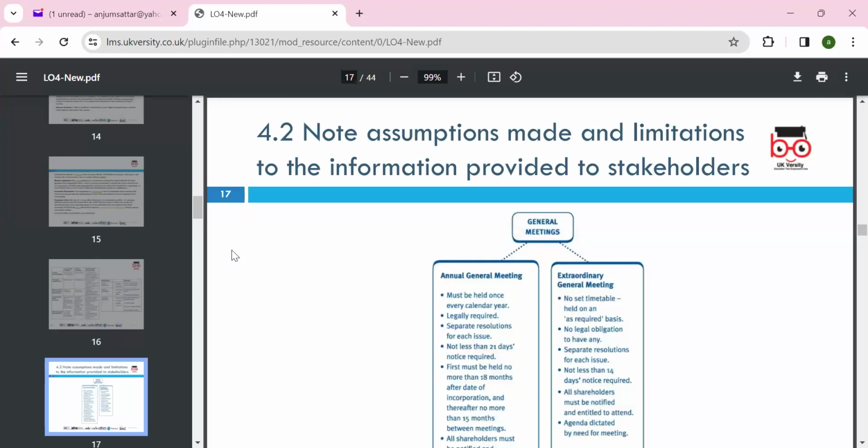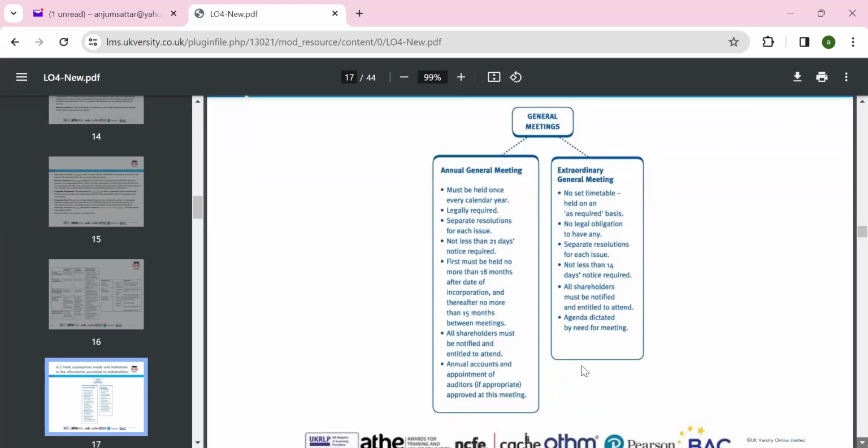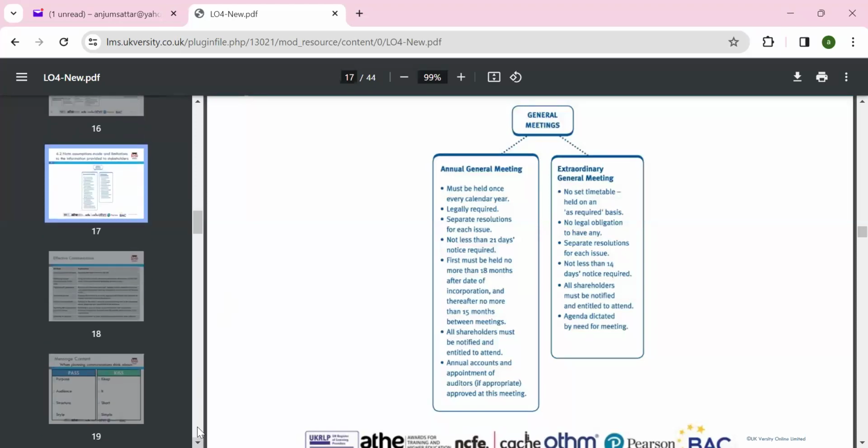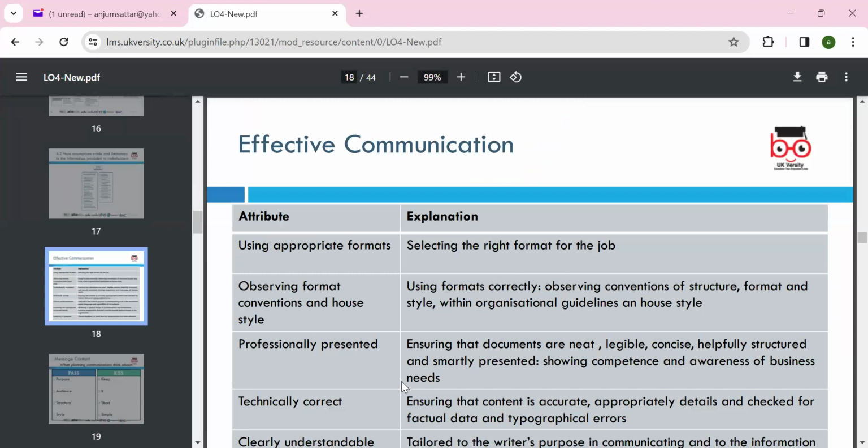Okay, note exemptions made and limitations to information provided to the stakeholders. Of course, we can look at the AGM, annual general meeting, where we can provide information to all the stakeholders. If we have something very urgent, we can call an extraordinary general meeting. We can issue a quick notice to all stakeholders, those shareholders we want to be invited to the meeting, those who have a direct involvement in the matters. So we can communicate with them quickly. Okay, effective communication, if we want that, we need to look at the attributes.